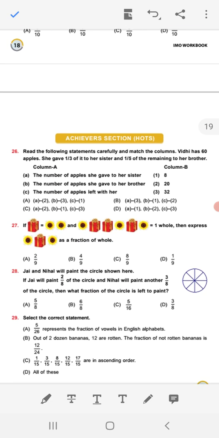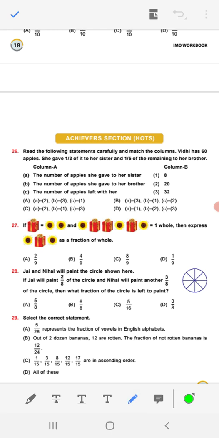Passing to Achievers section, HOTS type questions. Question 26. Read the following statements carefully and match the column. Vidhi has 60 apples. She gave 1/3 of it to her sister. So I am writing here, sister gets 1/3 of 60. That we can find by dividing 60 by 3. That is 20. So sister got 20.